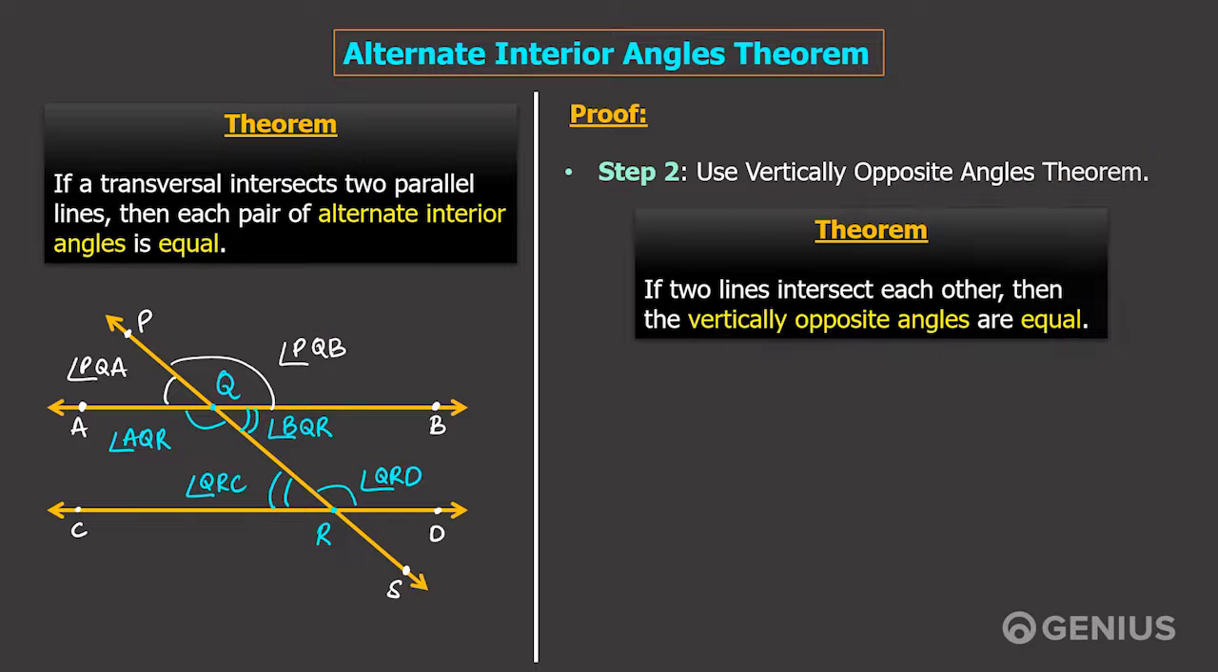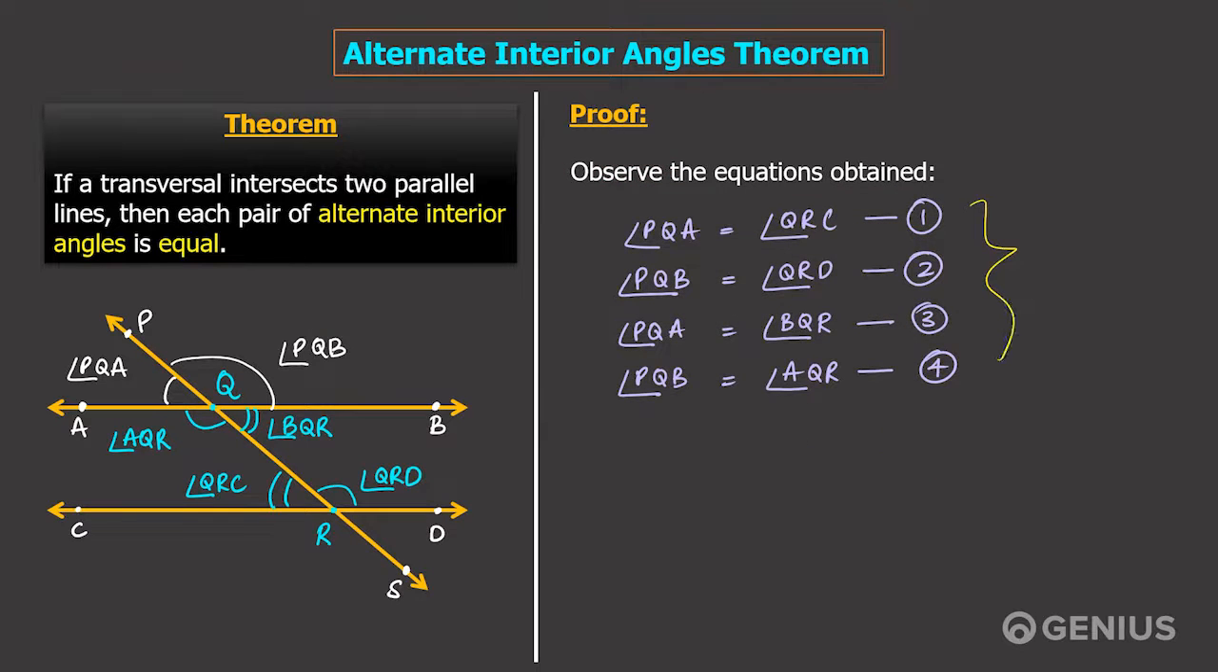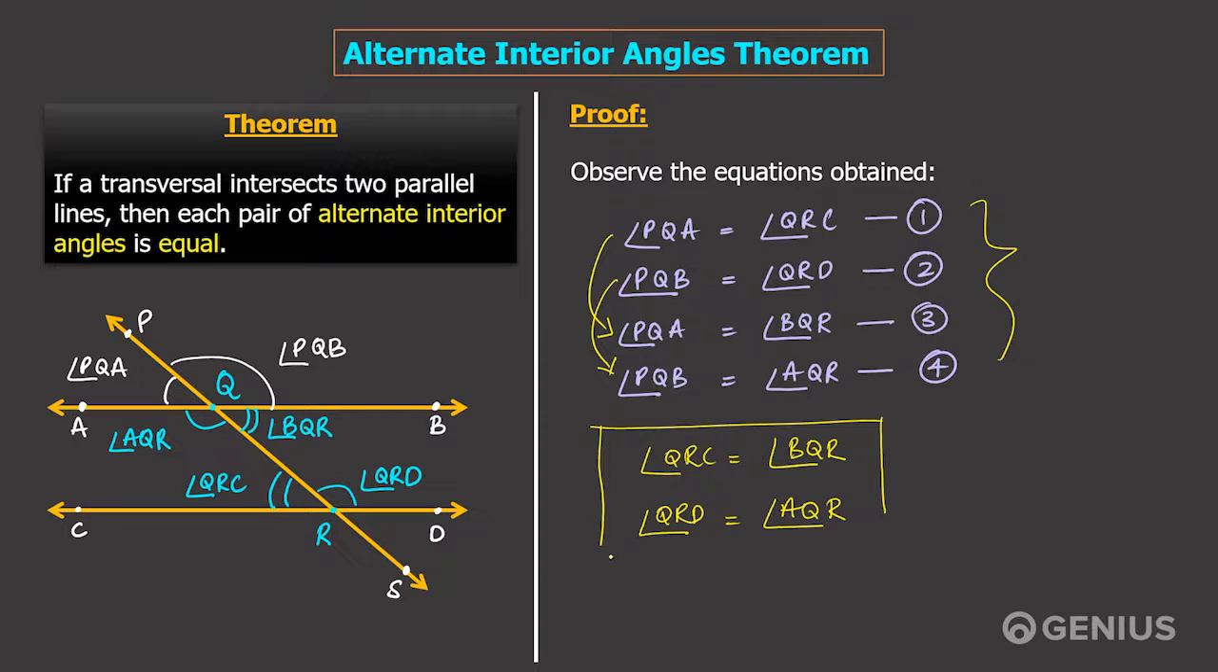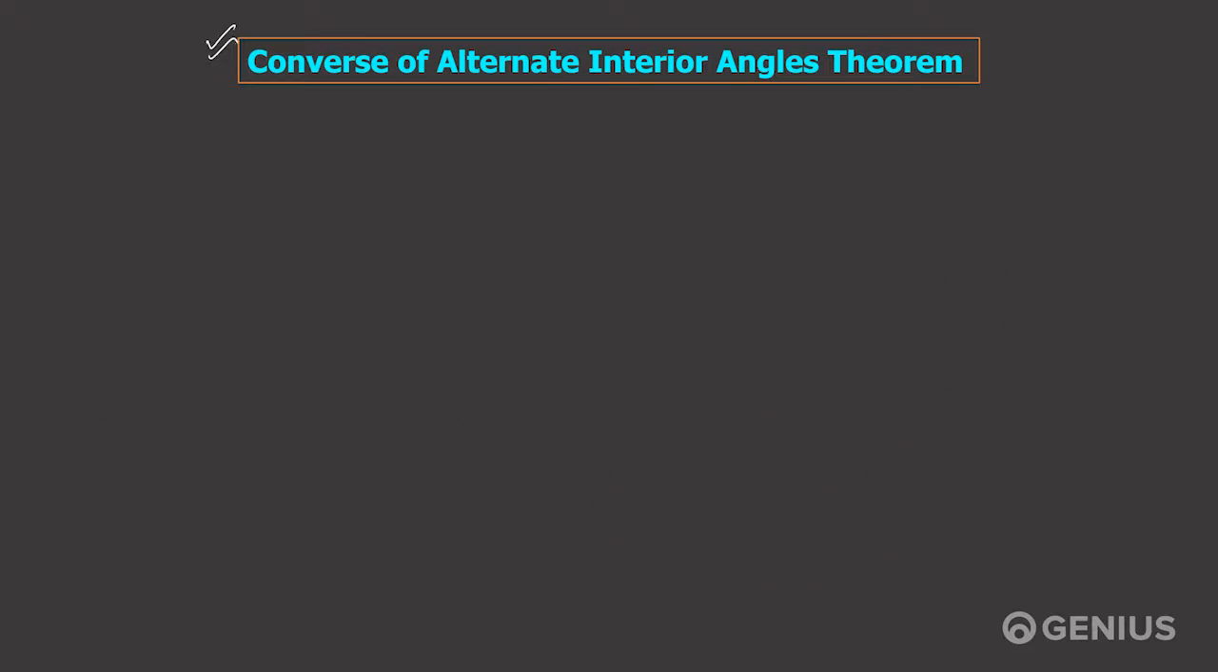Now, look at these four equations. Equation 1 and equation 3 are equal to each other. So that is angle QRC is equal to angle BQR. उसी हिसाब से similarly equations 2 and 4 are the same, which means angle QRD is equal to angle AQR. और यही हम prove करना चाहते थे, है ना? तो these are nothing but the alternate interior angles and they are equal to each other. Hence, proved.